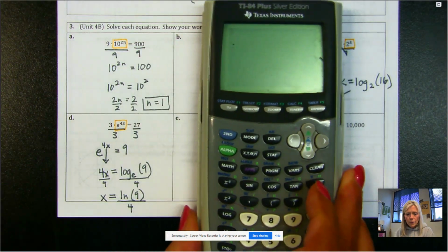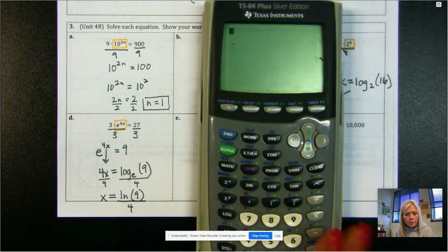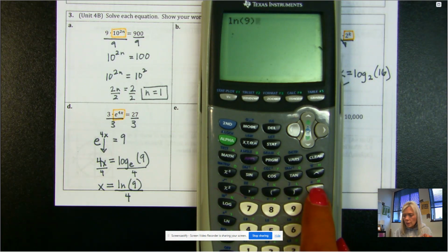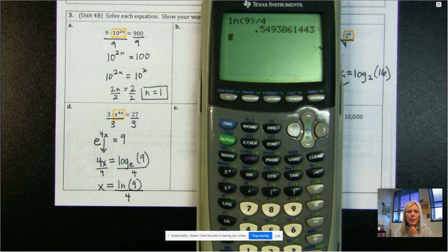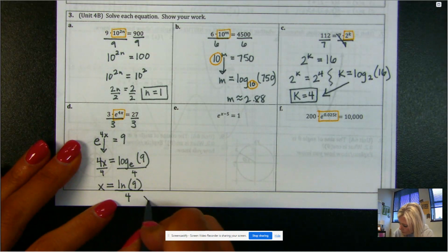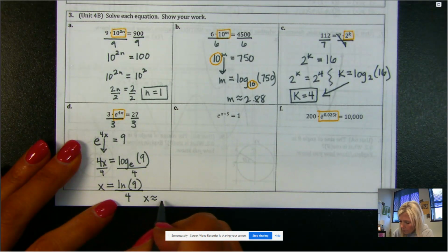So back to the calculator. The natural log of 9, and see how it opens a parenthesis. I need to close it and then divide by 4. There we go. About 0.55. So x is about 0.55.